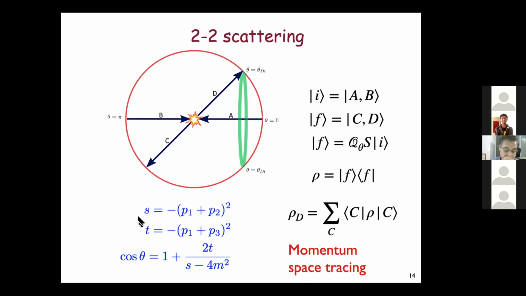Just to remind you, S and T are the usual Mandelstam invariants. Out of these, you can construct the cosine of theta. So here, the cosine of the angle that A and D make is given in terms of the Mandelstam invariants. Are there any questions regarding this setup? Okay, so let's continue.